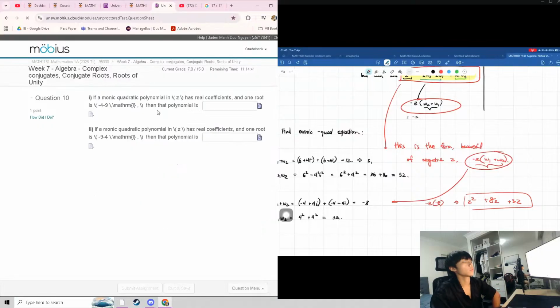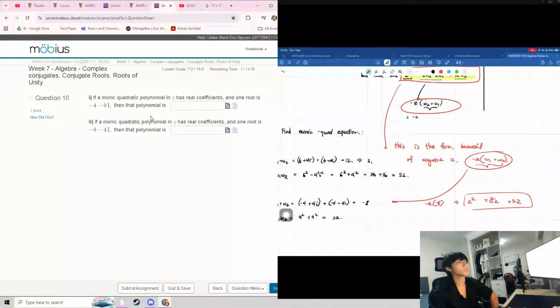I want this to be over. If a monic equation has real coefficients and one root, then that polynomial is, what do you mean?